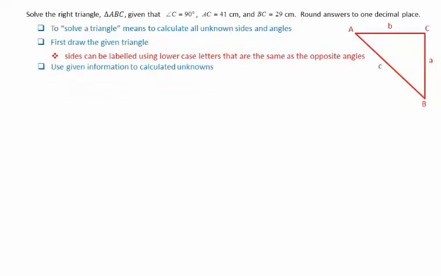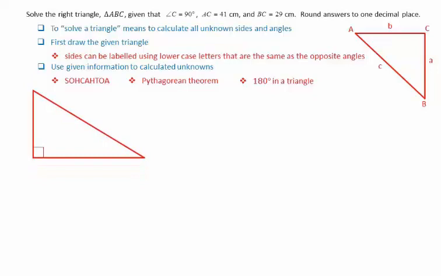We use the given information to calculate any of the unknowns. We can use SOHCAHTOA, which corresponds to the trigonometric ratios sine, cosine, and tangent. Sometimes we'll have to use the Pythagorean theorem, c squared equals a squared plus b squared. Sometimes we can use the fact that there's 180 degrees in a triangle. This is used if we know two of the angles, then we can find the third.